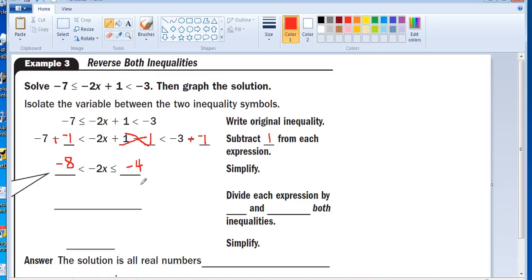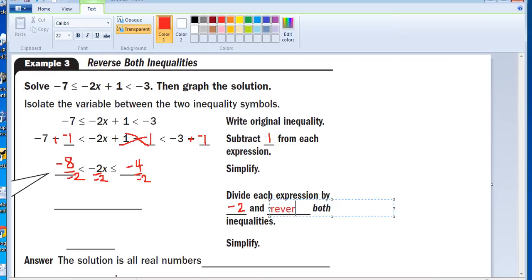Okay, so now we're going to simplify. We're going to divide each thing by negative 2. Now, watch what this does. When you divide by negative 2, you divide by negative 2, and you divide by negative 2, that means you have to reverse the inequalities. And we remember that from last lesson. You have to reverse inequalities there, and look what that does to the answer.